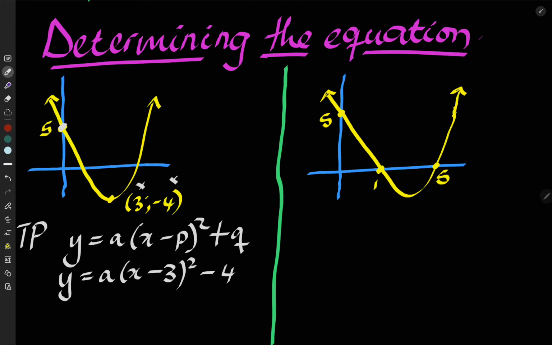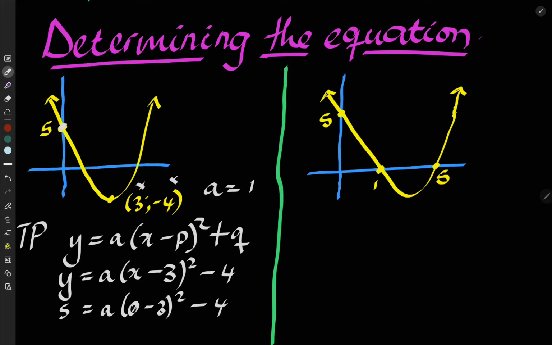So in this case, y is 5 and x is 0. Then 0 minus 3 bracket squared minus 4. So in this case, you can determine your a value. If you put that here, 5 minus, so that will be 5 plus 4, that's a 9. Then 9 divided by 9, that's a 1. So your a is actually equal to 1.